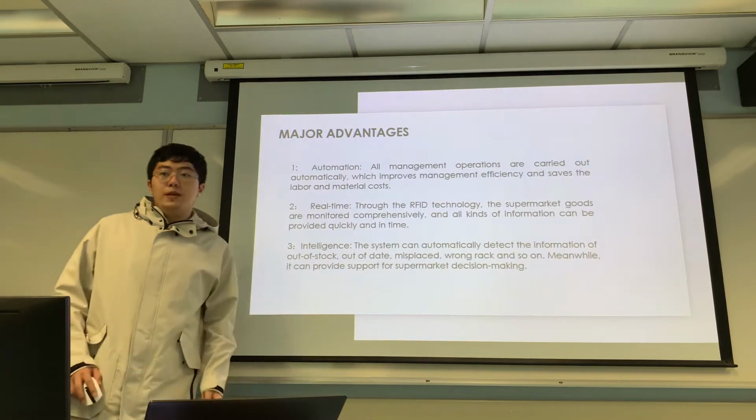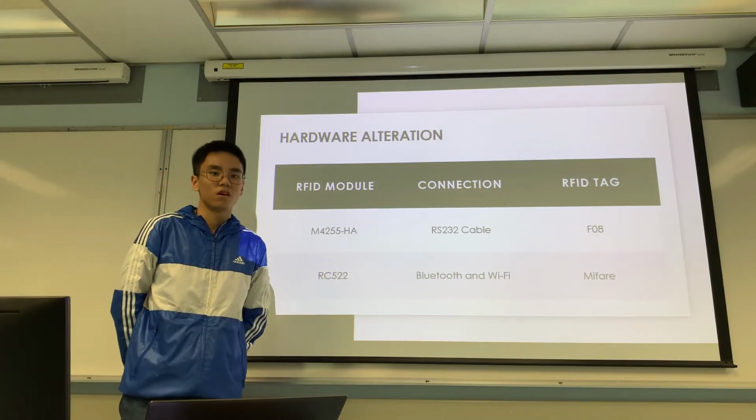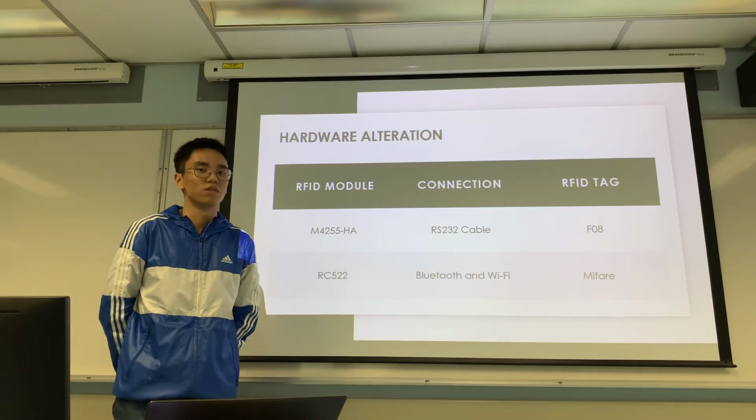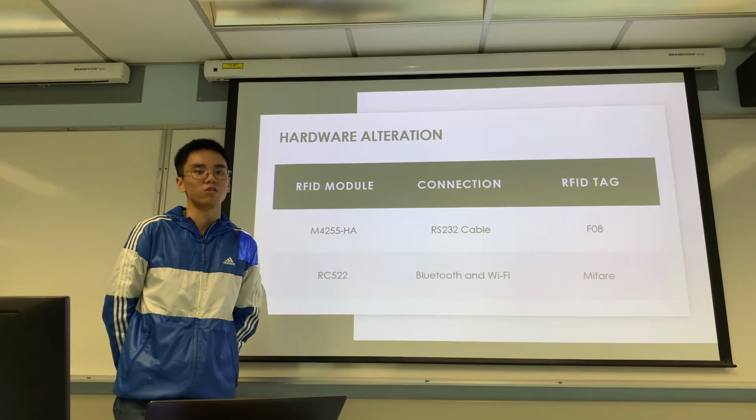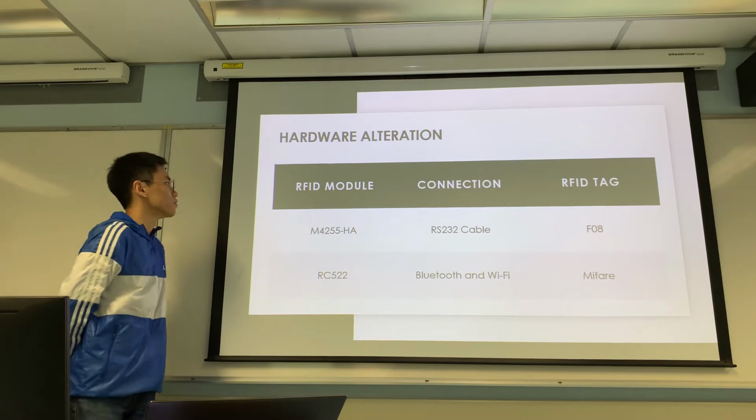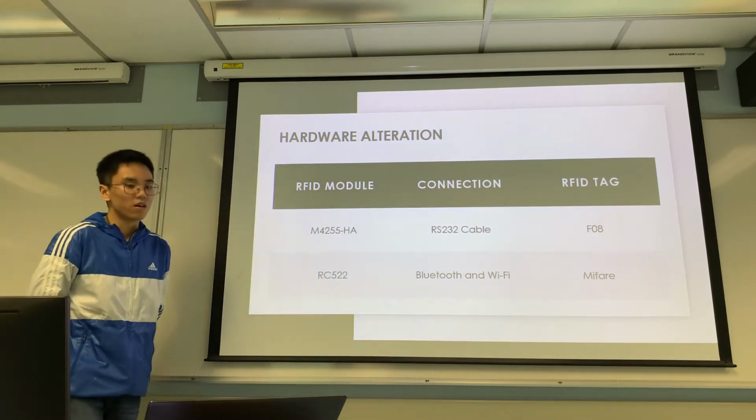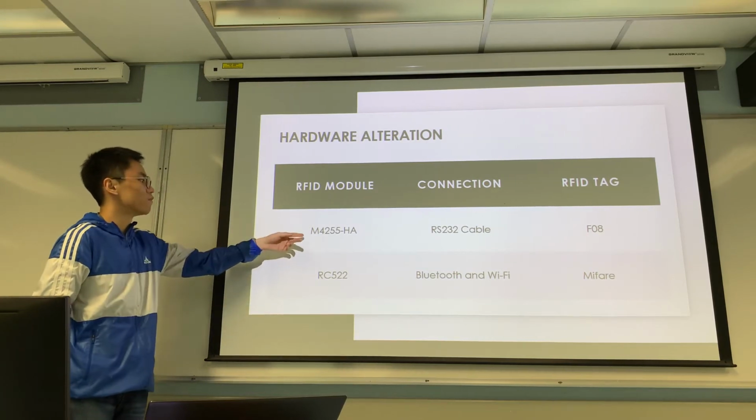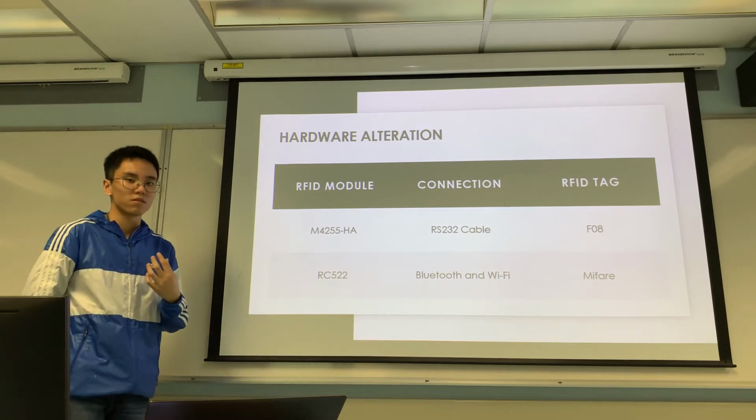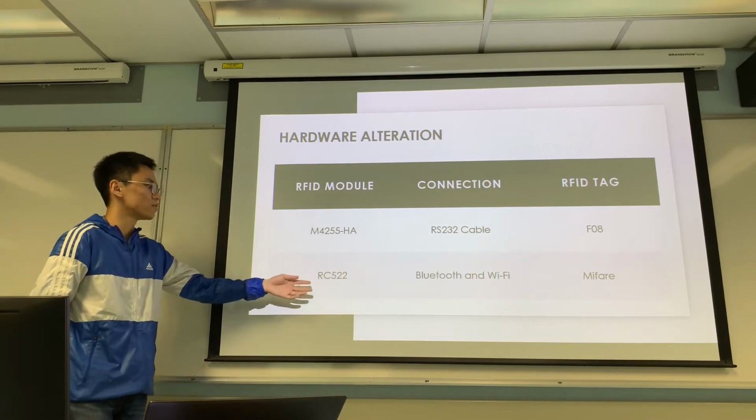Now let my group mate introduce the hardware part of our system. Now I will talk more about our hardware. Due to the situation, we could not do the hardware assembly in our laboratory, so I made some alterations to our components. The alteration contains 3 parts: the RFID module, the connection way, and the RFID tag. The previous RFID module is named N4255H8. It should be soldered on the PCB board. To simplify this hardware system, I changed it to RC522.